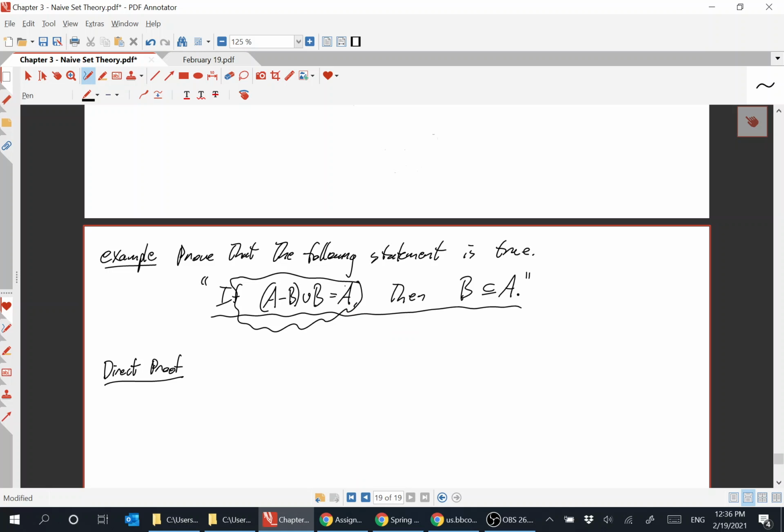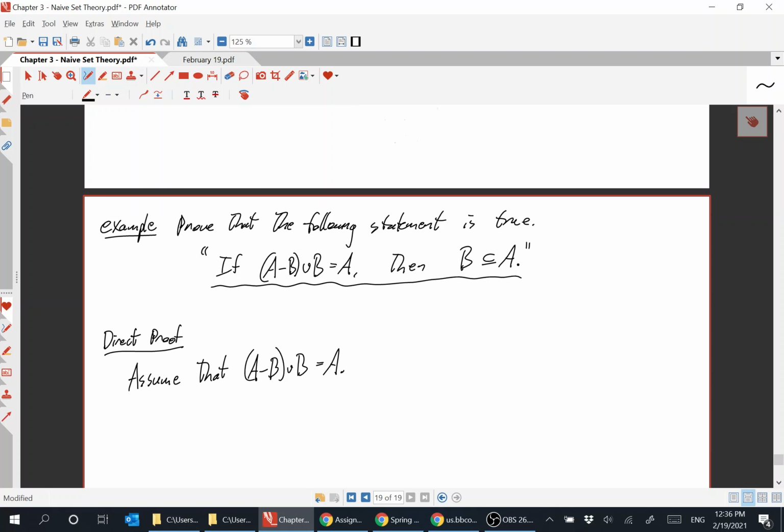This is not true in general, this equation right here. This set equation, A minus B union B, is not in general equal to A. But we're assuming it is. Right, so that's your first sentence. Assume that A minus B union B is equal to A.